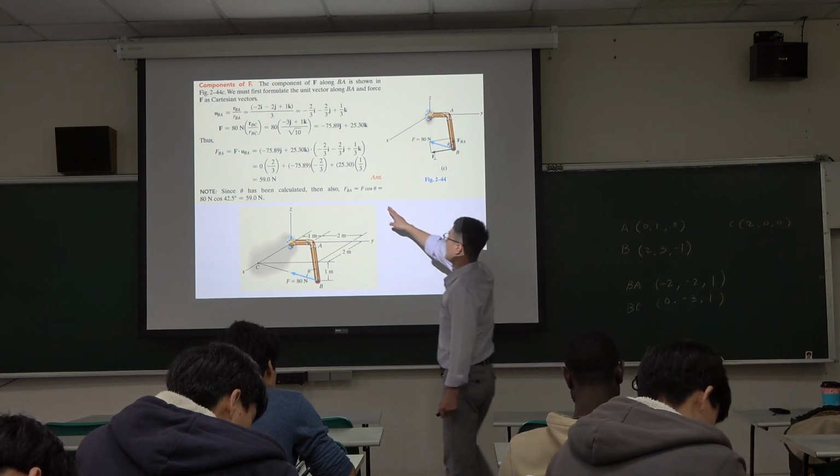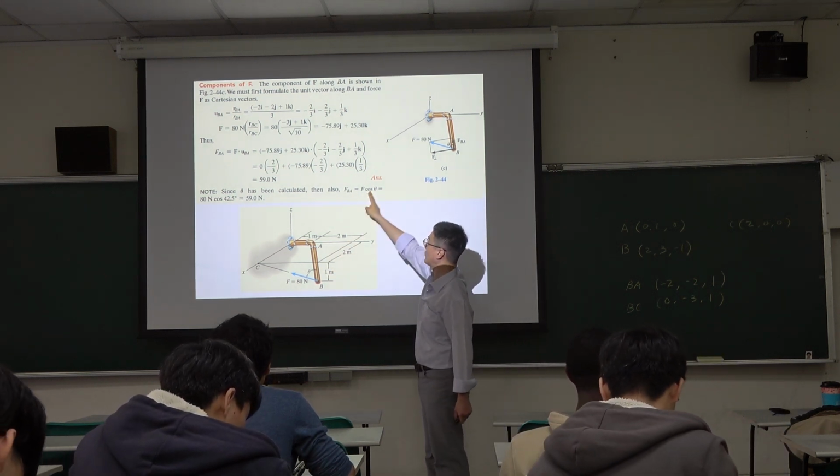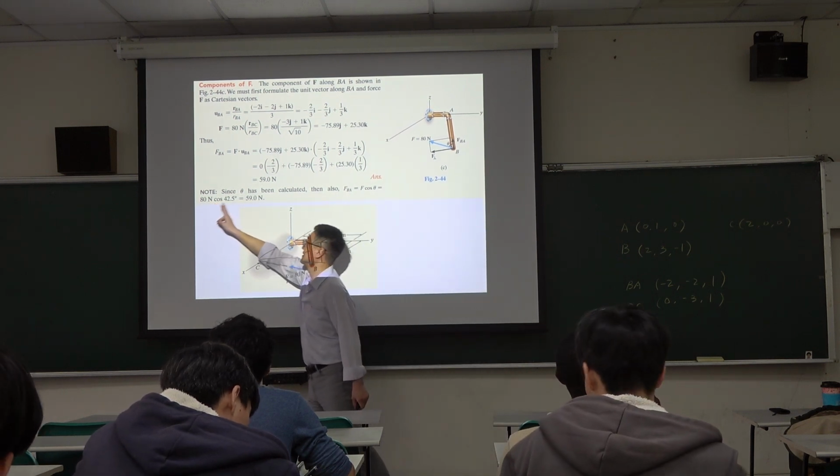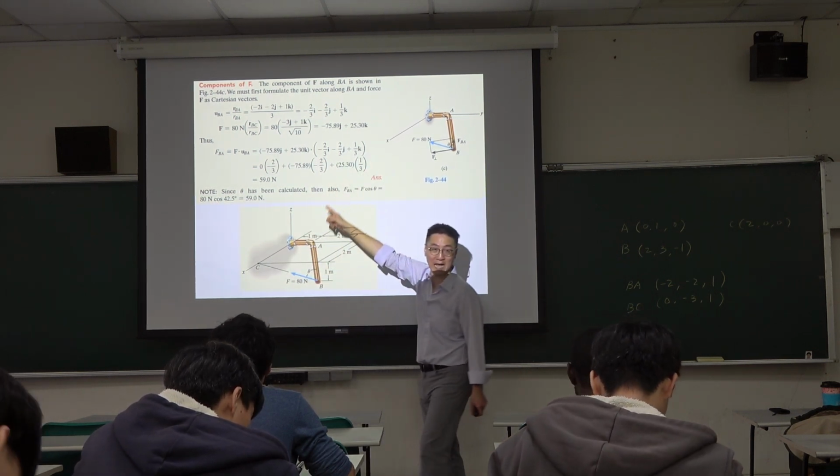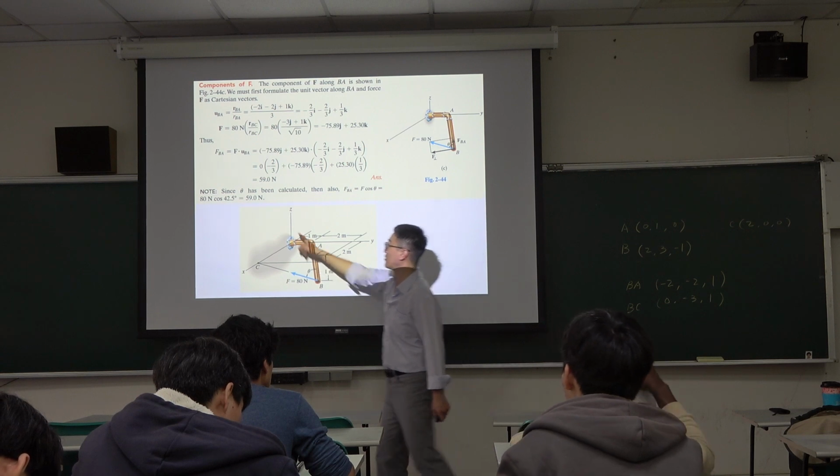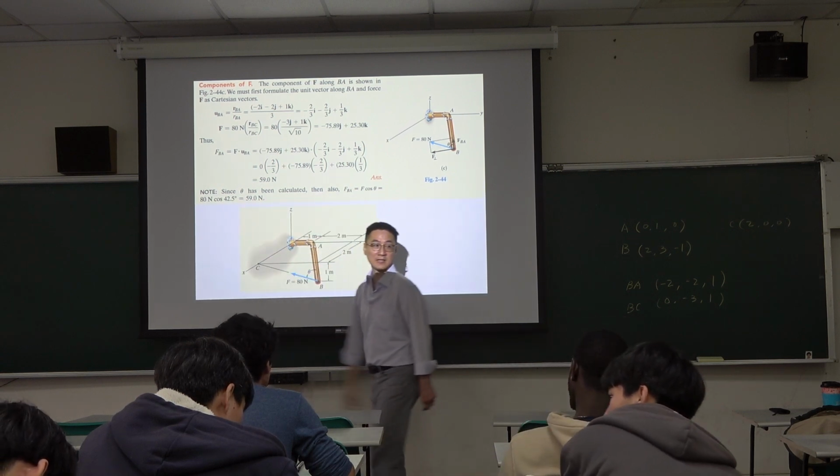Okay, and then here is a check. When we know the cosine of the angle we are after, we also work out 59.